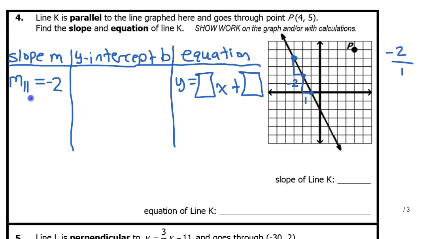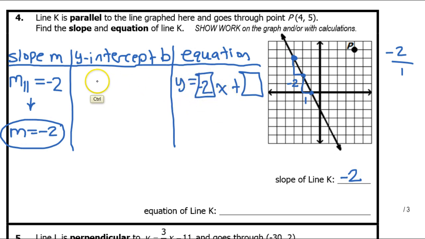So the question is, how does the slope of the parallel line compare to the slope of line K? Well, parallel lines have the same slope. So if a parallel line has a slope of -2, then the slope of line K is also going to be -2. So there's the slope. And so they asked us to write that down separately. Also, as far as writing the equation, the slope goes in the first box, so we're halfway done.